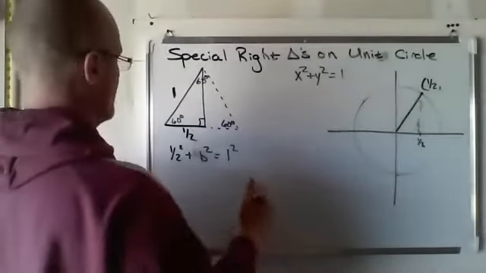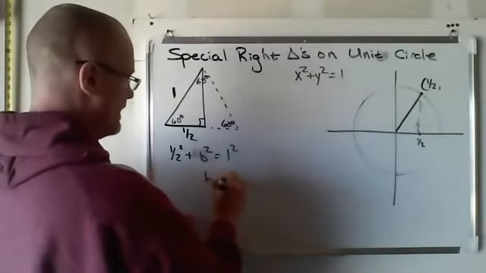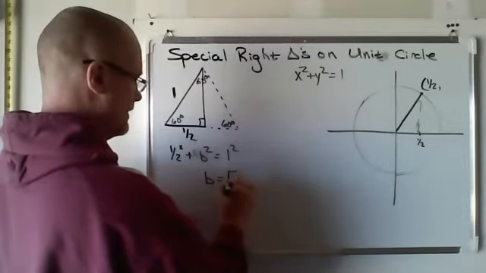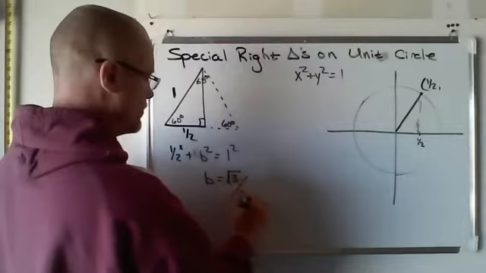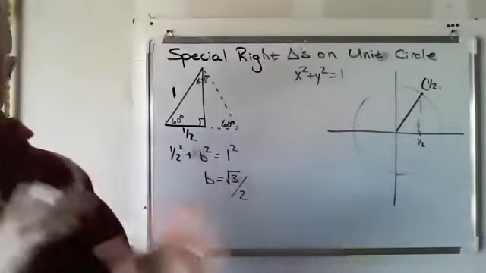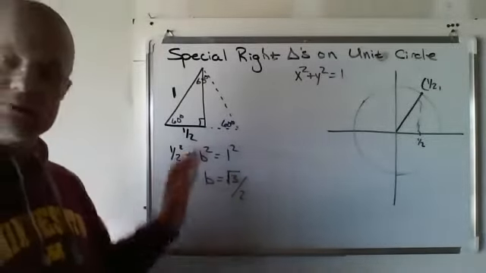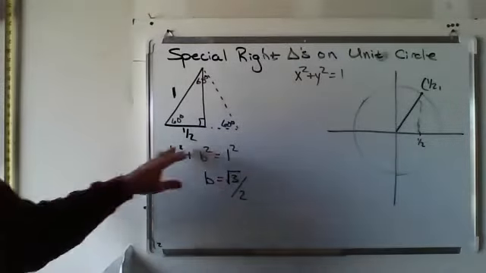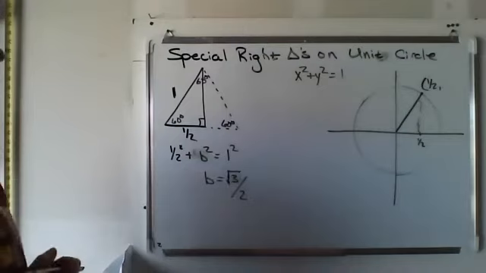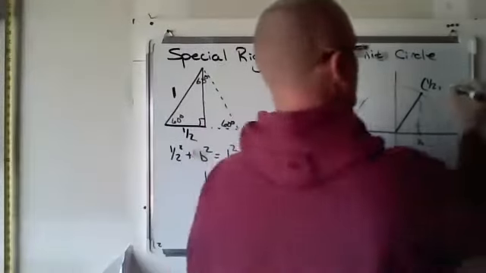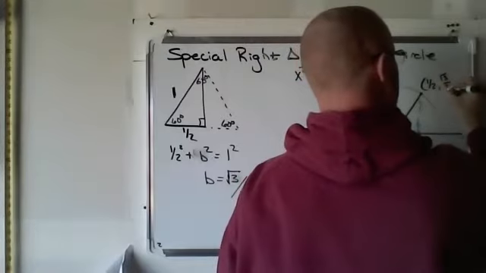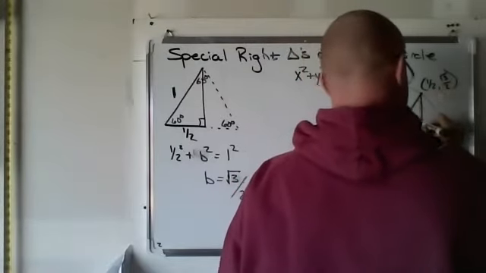Okay, so we work this out. We end up with b equal to the square root of 3 over 2. It's not the square root of the big square root. It's just the square root of 3 over 2. You can work that out on your own some time, just solving that piece, but I'm not going to go through that here. You guys can do that on your own. So that means that the y coordinate is square root of 3 over 2 for that point.